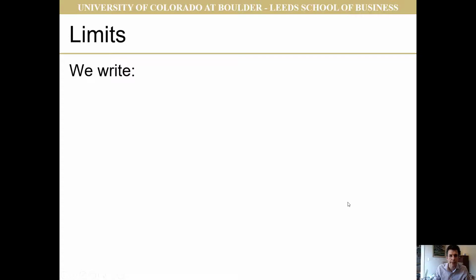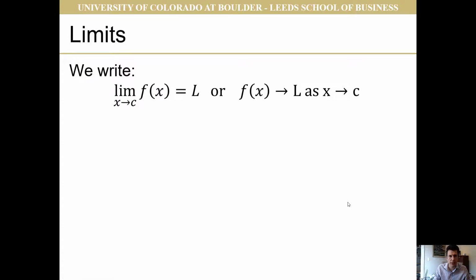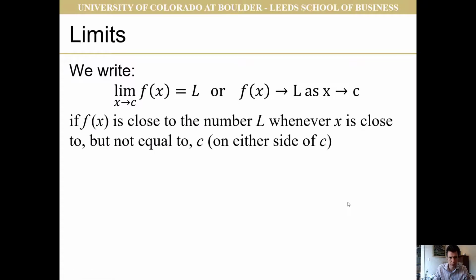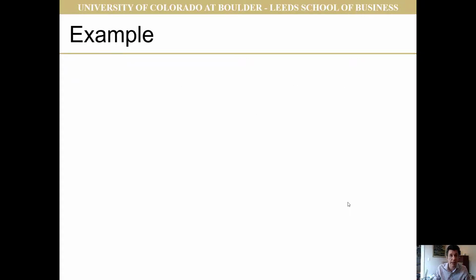Formally, we write the limit as x goes to c of f of x equals L, if f of x is close to the number L whenever x is close to, but not equal to, c. Namely, from either side of c, either to the left or to the right. So let's do some examples.